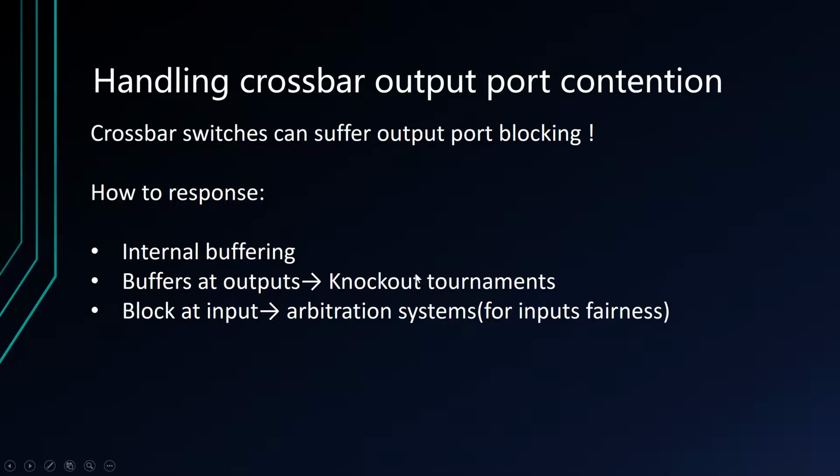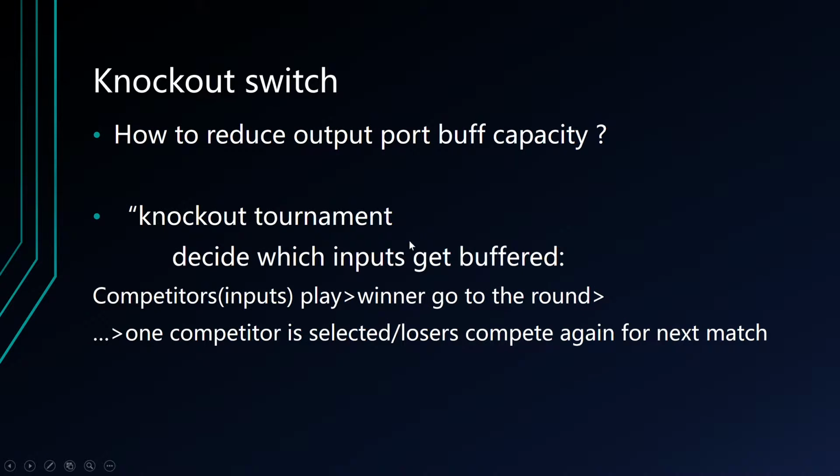There are three direct methods. The last one we will talk about later, in the next slide. So the first method is the knockout switch. The most important thing is to think about how to reduce output port buffer capacity to make the system more efficient. So this method decides which inputs get buffered to try to deal with the problem.